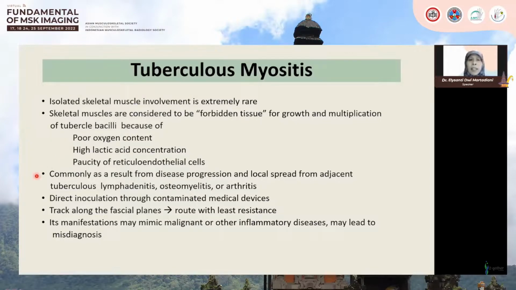Tuberculous myositis commonly happens as a result of disease progression and local spreading from adjacent tuberculous lymphadenitis, osteomyelitis, or arthritis. Direct inoculation through contaminated medical devices might be one of the ports of entry of tuberculous myositis. The favorite track of tuberculous myositis is along the fascial plane. Why? Because the fascial plane is a route with least resistance. Tuberculous myositis manifestation may mimic malignant or other inflammatory disease, and it may lead to misdiagnosis.